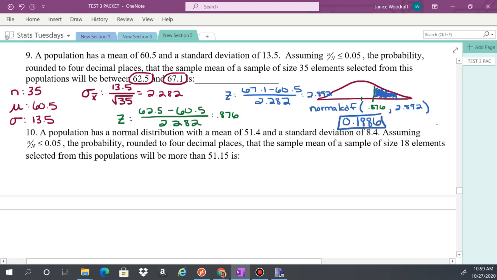I always like to take these questions, if they don't give me a context, and put them to a context. So if I'm talking about test scores, maybe this was a really hard test. The mean was 60.5, and in my class of 35 people, about 19% scored between a 62.5 and a 67.1. Just to help me with, what does this even mean? Why am I doing these numbers? I always try to put them to some sort of context.